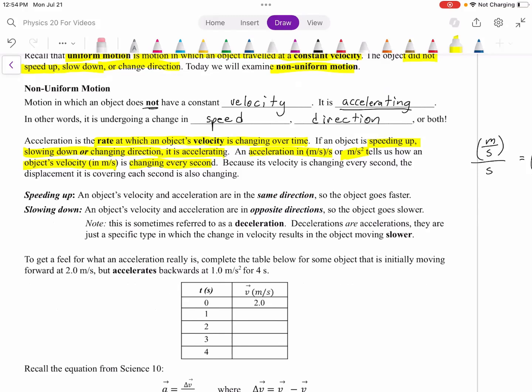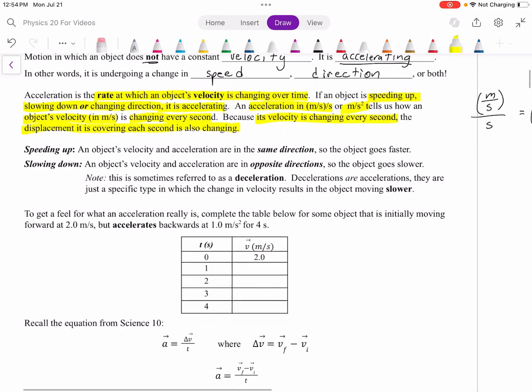Okay, and so we can see that if its velocity changes every second, well, then the displacement it's covering each second is also changing, right? If it went 5 meters in the first second, maybe it's going to go 10 meters in that second because it's getting faster in that example, right? Or it could be going fewer meters in the next second because it's getting slower.